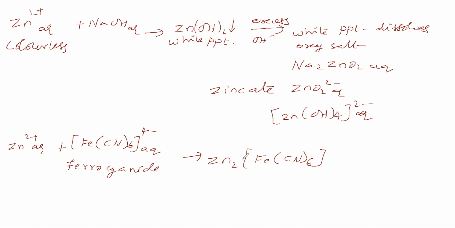What color does this complex have? This complex is a white precipitate, otherwise a bluish white precipitate. This complex Zn2[Fe(CN)6] is a white or bluish white precipitate.